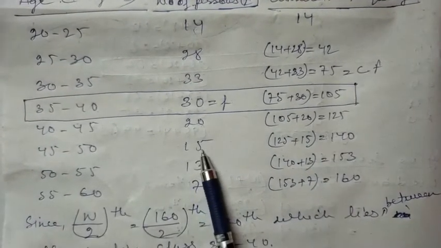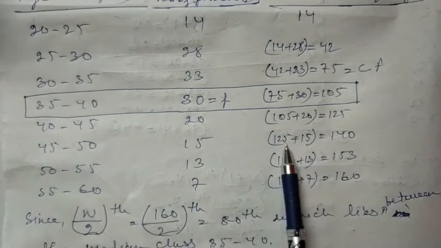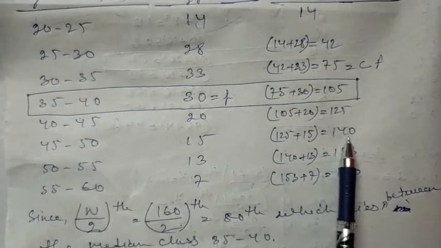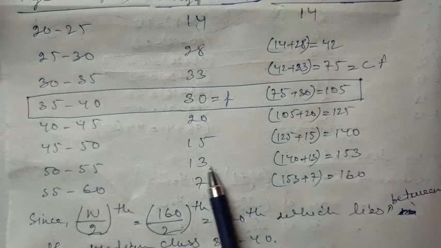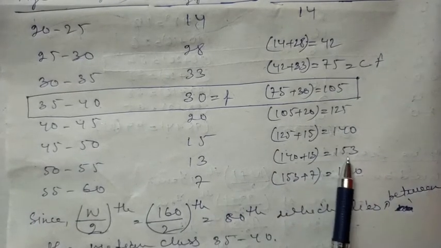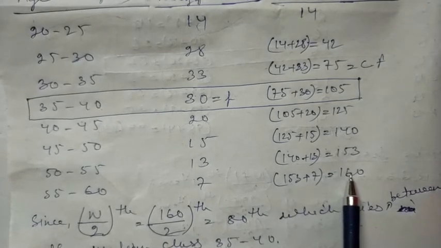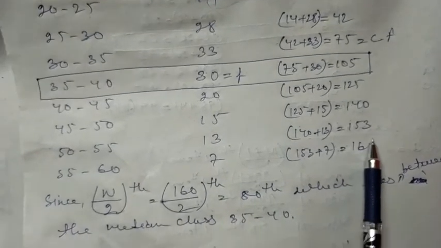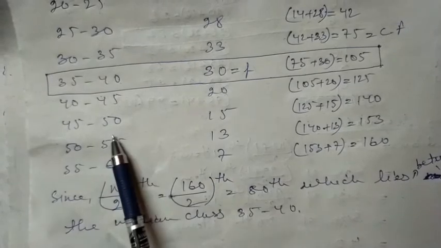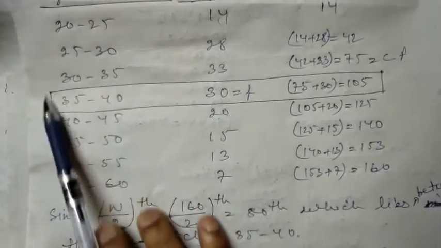125 plus 15 will get 140. 140 plus 13 will get 153. 153 plus 7 will get 160. Okay. This is our class interval. See, this is our class interval or not?